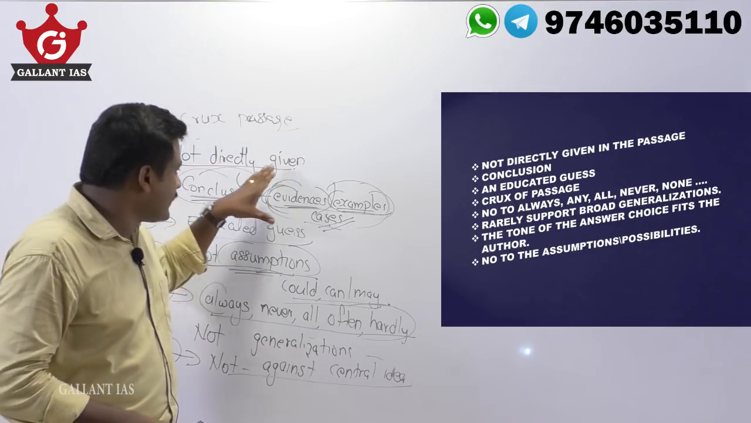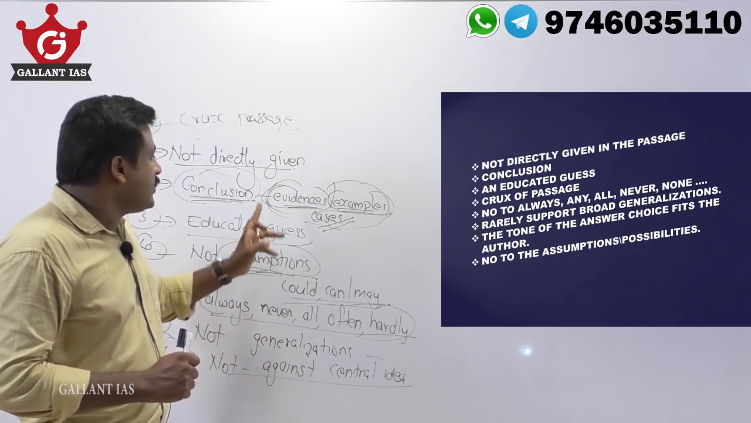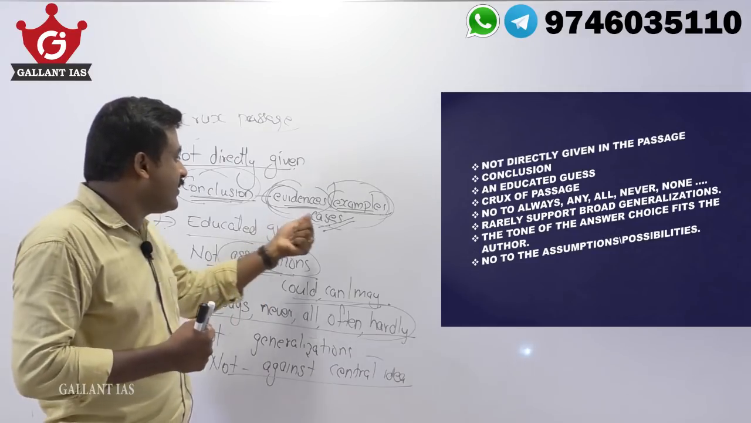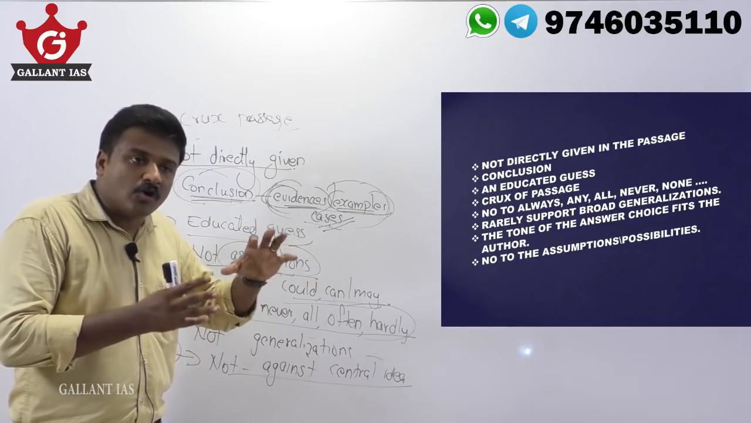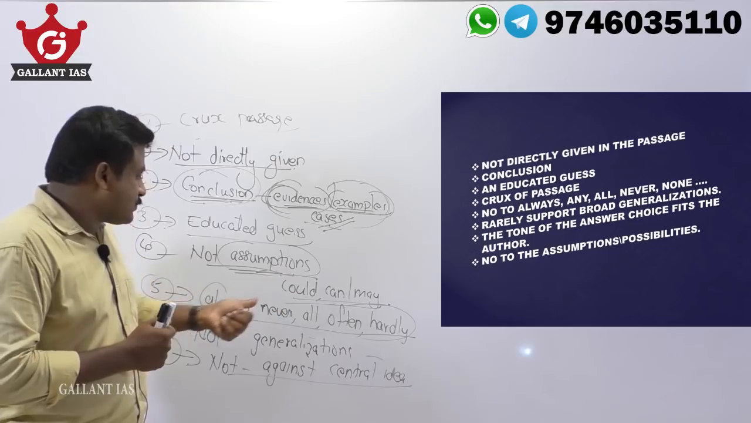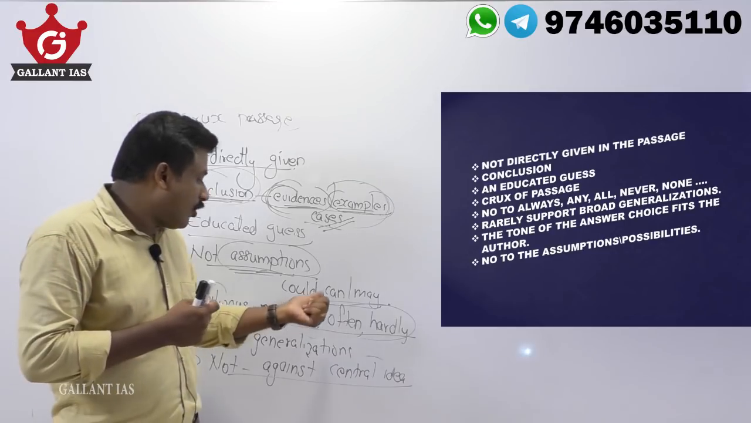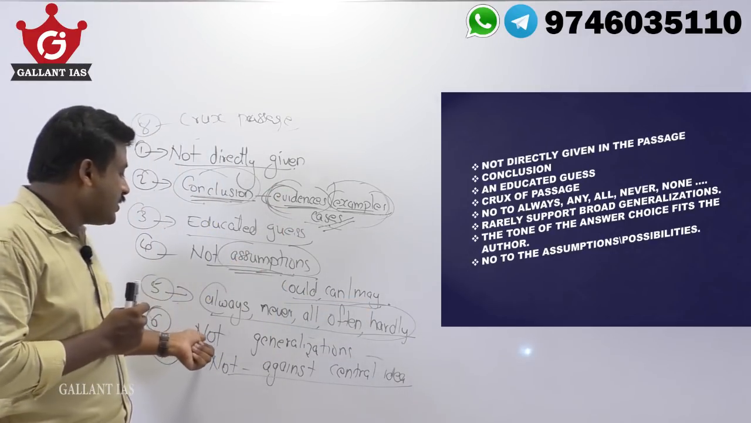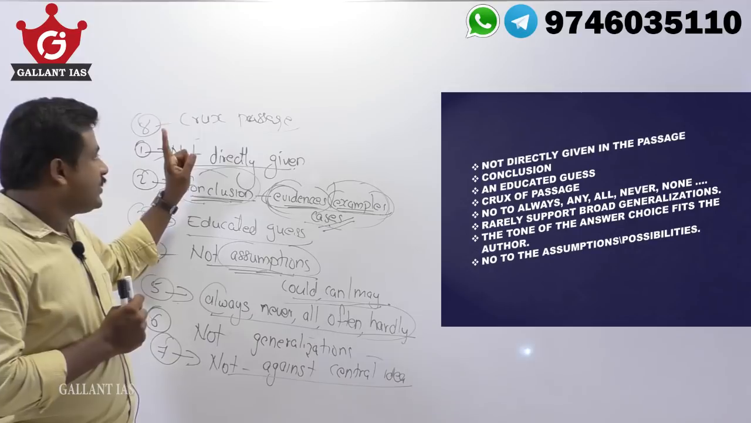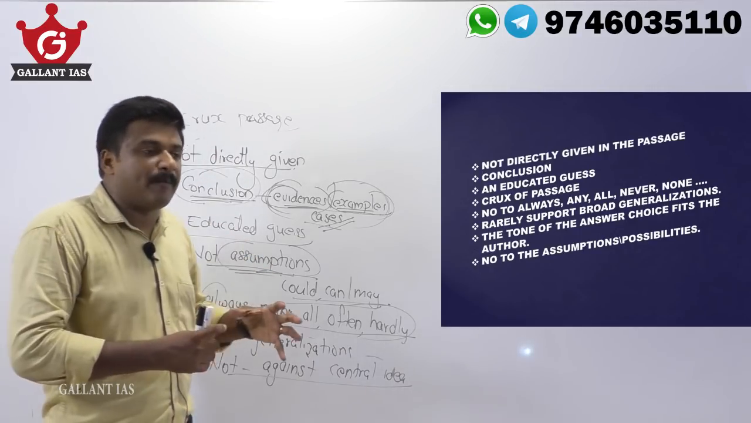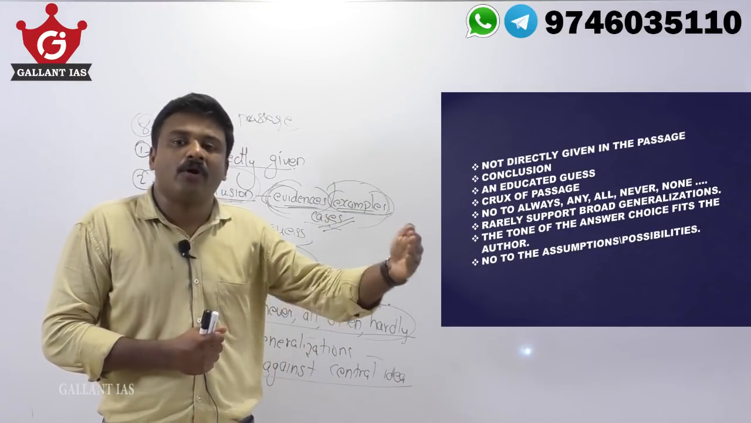So take care, this is not directly given in the passage. This is not explicitly mentioned in the passage. This is a logical conclusion which we extract from the evidences and examples given in the passage. This can sometimes be an educated guess based on the information or observations made in the passage. This is not an assumption, and this is not framed with extreme words like always, never, all, often, hardly, most cases. This is not a broader generalization. This is not something which is against the central idea, and sometimes this will be the crux of the passage, and that inference answer choice will exactly match the tone of the author in the passage.